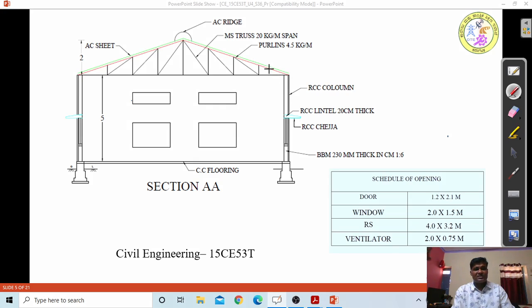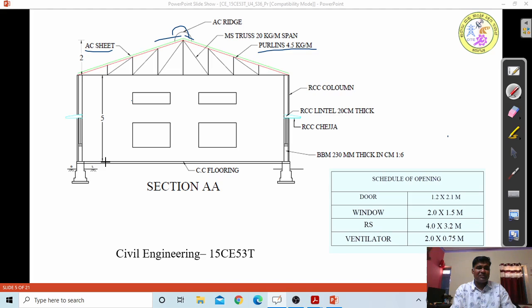This is called the roof truss, made up of mild steel, and it weighs around 20 kg per meter, and there is a set of purlins. Purlins are the elements provided above the roof truss, and above the purlins there is asbestos cement sheet. Above these AC sheets, at the joining point of these AC sheets, there will be a gap. This gap will be covered by the asbestos cement ridge sheet.